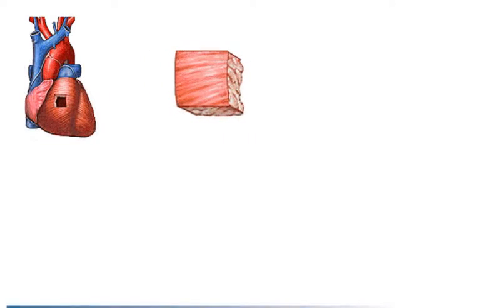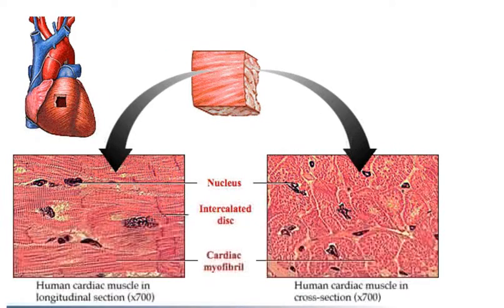Let's take a look at a magnified view of the heart wall. In these histological sections, we see three typical structures found in heart muscle: nuclei, intercalated discs, and cardiac myofibrils.